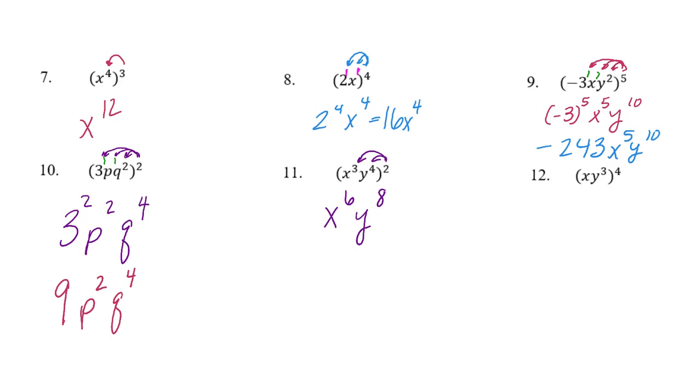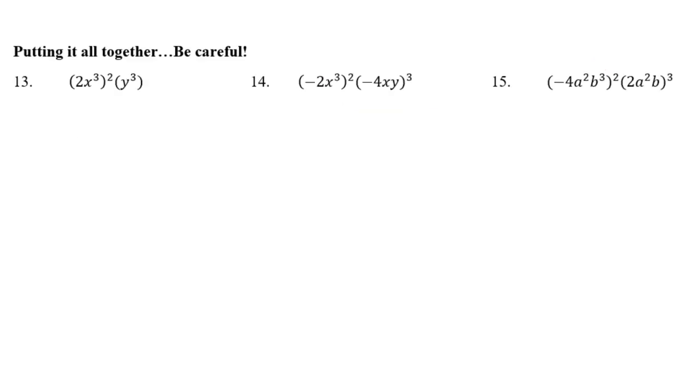And then on number 12, we can't forget to write in our little exponents. And we need to distribute the 4. So we get x to the 4th, y to the 12th. So now we're putting those rules together. So don't forget, the very first thing you should do on all of these is always to give the exponents to the things on the inside, then distribute what's on the outside.